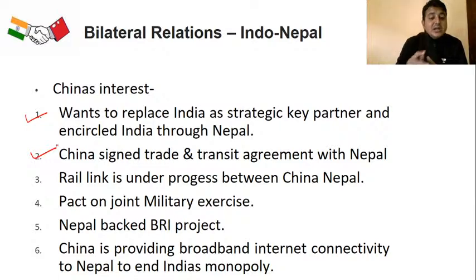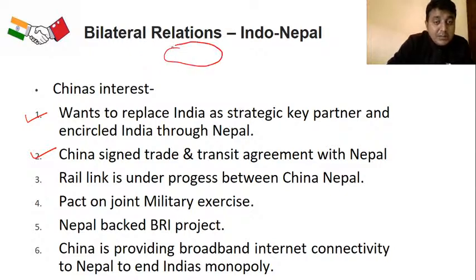The second reason: China signed a trade and transit agreement with Nepal. As we mentioned before, regarding the economic blockade, we had a cordial relation with each other. But after that, China took this opportunity. As we mentioned lots of times, Nepal is a landlocked country. They were totally dependent on India, and they considered India a close, friendly nation. But when there was an economic blockade, their situation was very bad.